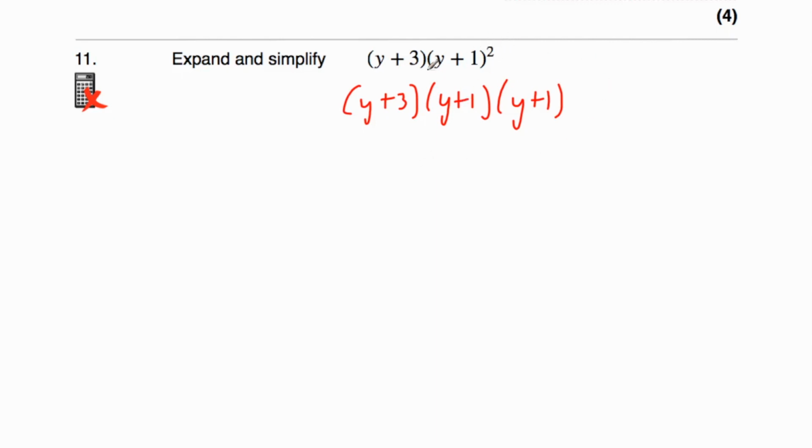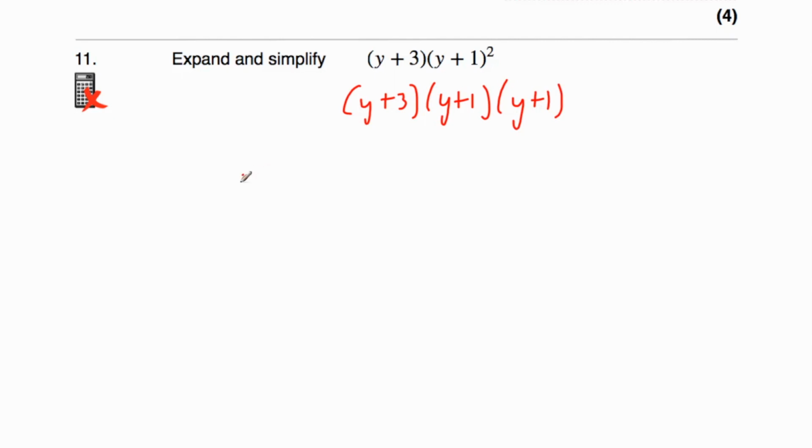Now, because we did have a square beside the y plus 1, we could do y plus 1 times y plus 1 first of all, and then times that by y plus 3. But because we're just multiplying these three things together, we could do it in any order. We could do y plus 3 times y plus 1, get that, and then times it by y plus 1, and so on. So I'm just going to expand it as normal. You're doing the first two brackets and then just timesing it by the y plus 3 at the end.